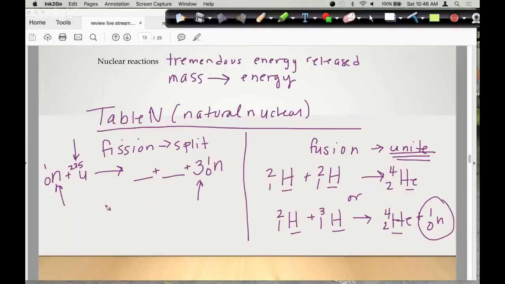Whereas fission is the one that is used in power plants, and fission is the one, if it's left out of control, can cause an explosion for a bomb or a nuclear meltdown.